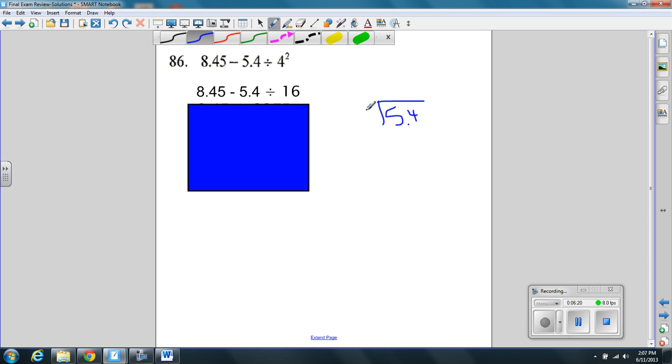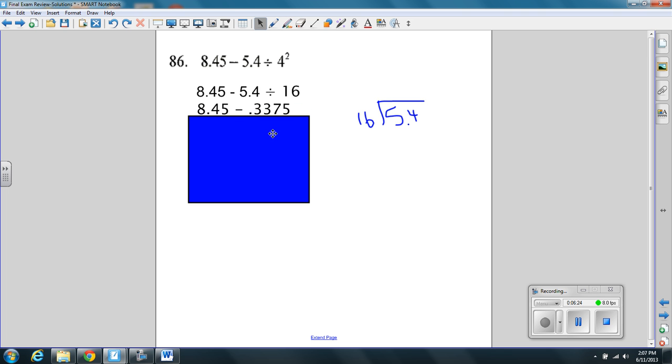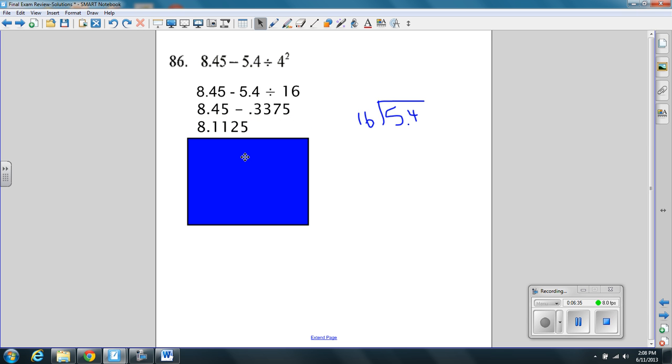as such. And we get an answer of 3,375 ten-thousandths. Subtract that from 8 and 45 hundredths, and we get 8 and 1,125 ten-thousandths.